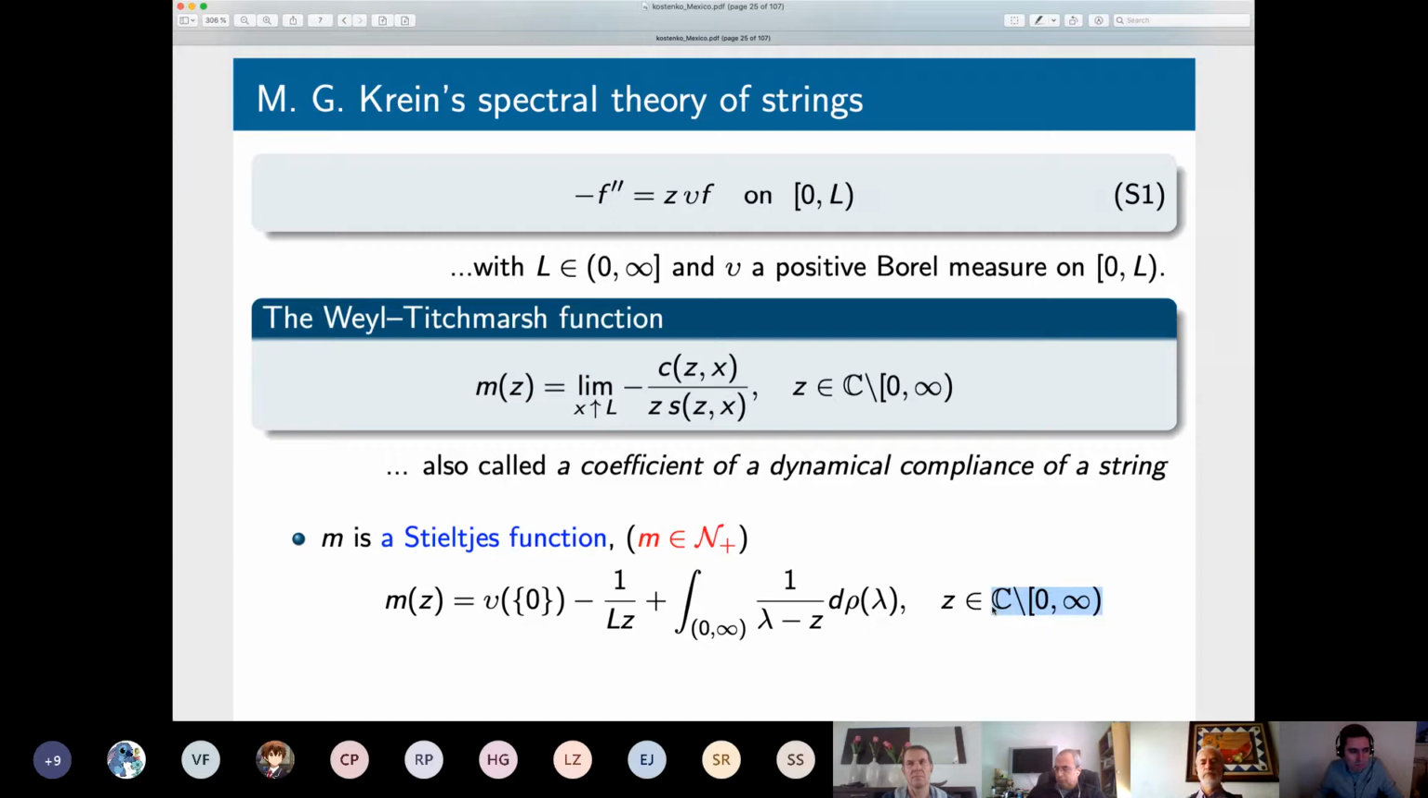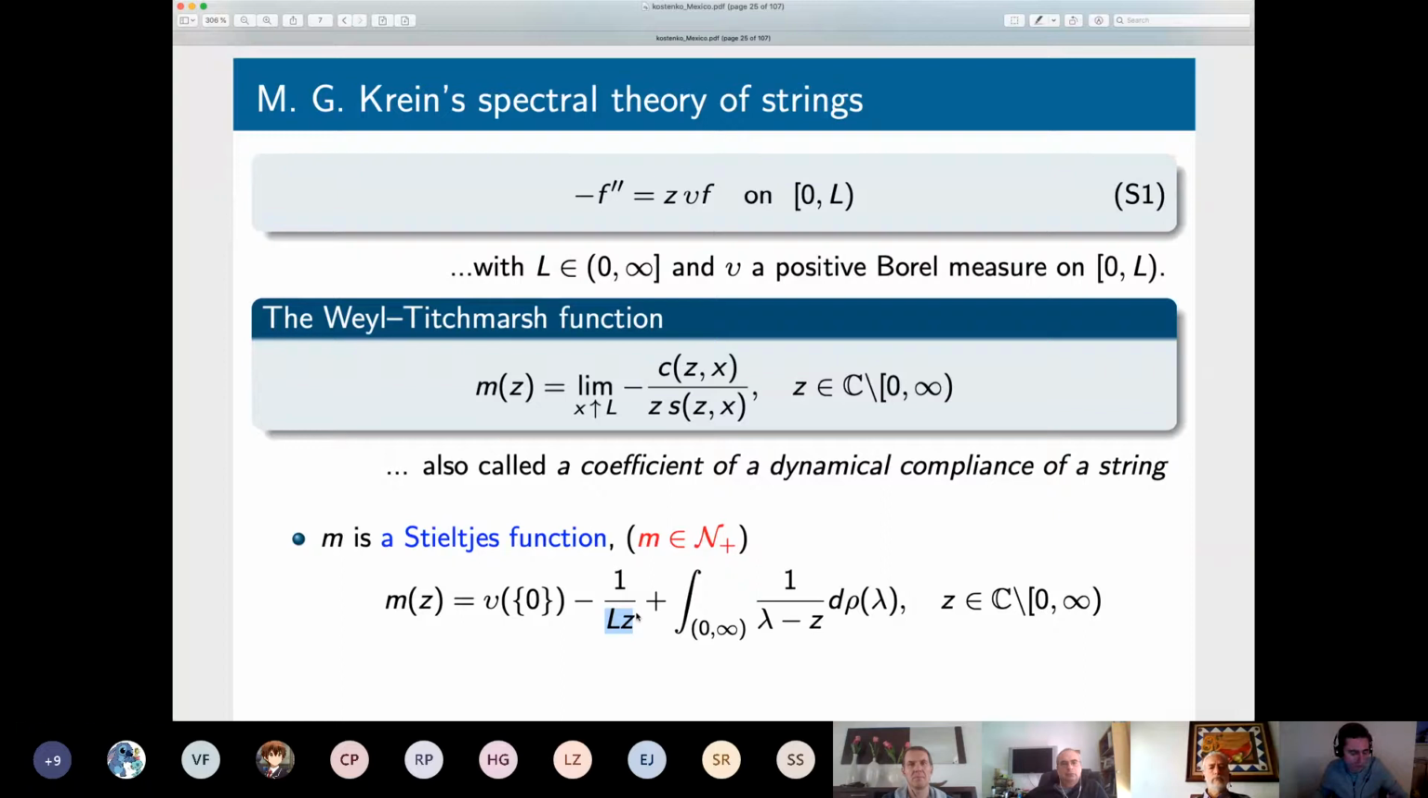In fact, this is equivalent to this very nice integral representation. And in this integral representation, you can already notice that some coefficients from the spectral problem S1 enter this integral representation for the function M. In particular, if our measure V has a point mass at zero, then M goes to infinity, and the limit at infinity is exactly this point mass of V at zero. Also, the length of the string enters: the reciprocal of the length is exactly the residue of M at zero.